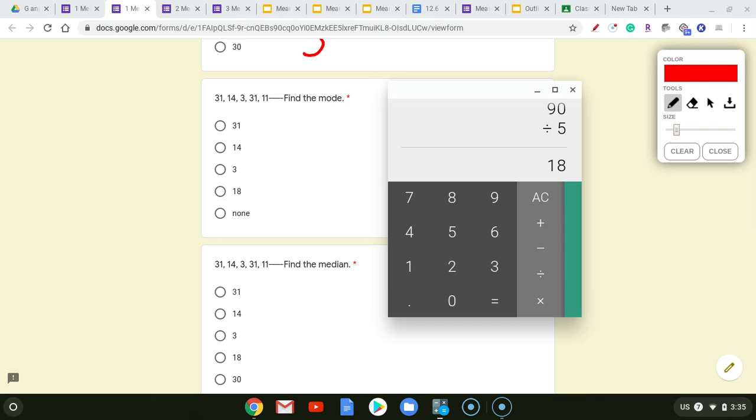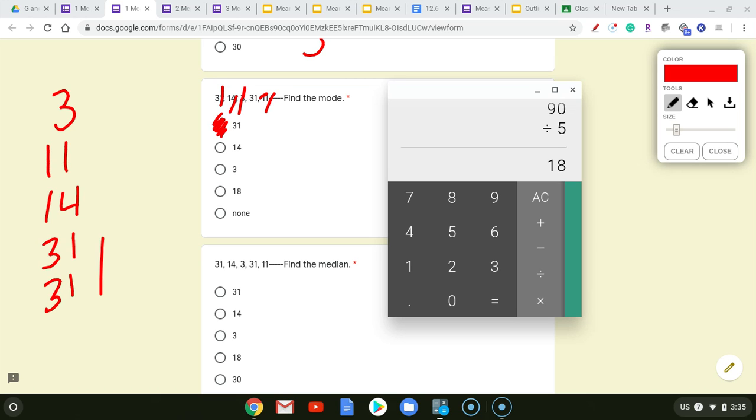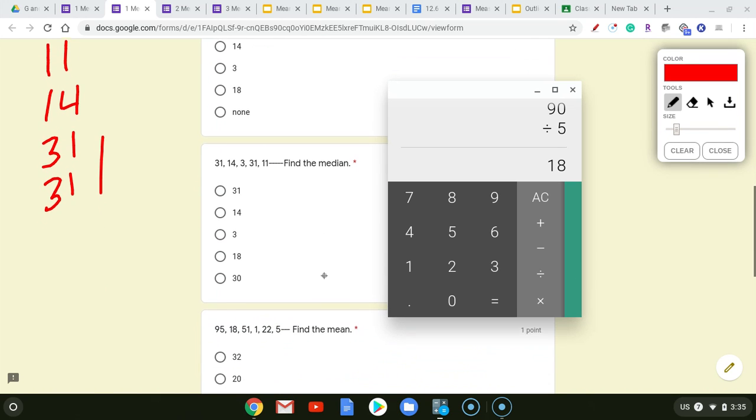So what I'm going to do is list them out from least to greatest so that I can see, and it will combine the ones that are the same. My smallest number is 3, and then I have an 11, a 14, a 31, and another 31. So this shows me that I've got two numbers that are the same. So 31 is the mode.